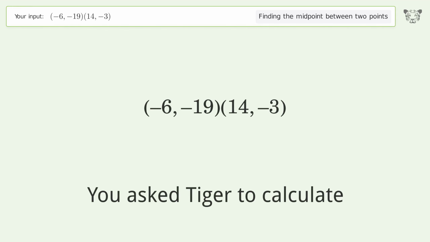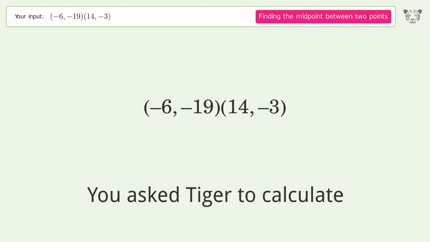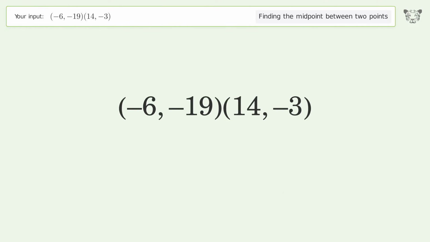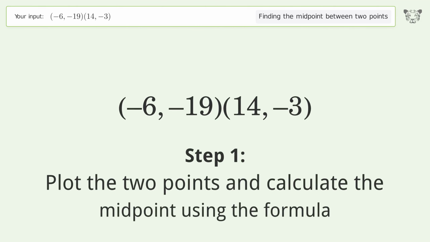You ask Tiger to calculate. This deals with finding the midpoint between 2 points. The midpoint between the 2 points is 4, -11. Let's solve it step by step. Plot the 2 points and calculate the midpoint using the formula.